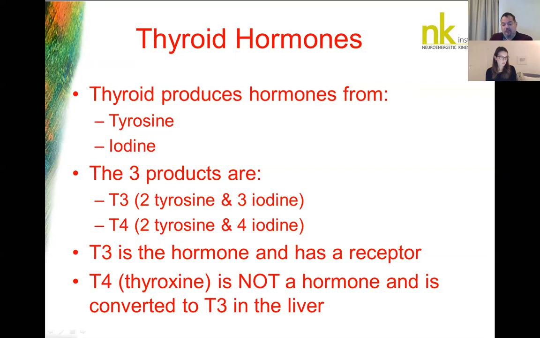So let's get into the thyroid hormones. The thyroid gland has two main components for the thyroid hormone: tyrosine and iodine. Tyrosine is an amino acid and iodine is a mineral.